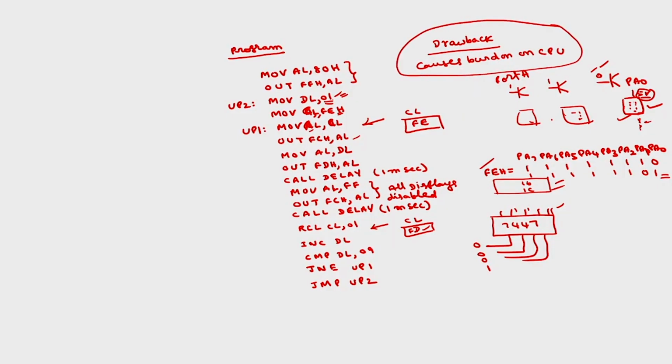In order to avoid this, we can use a dedicated IC. There is one IC called 8279, which is called a display controller. Using this display controller, we can directly connect multiple displays to the 8086. So this is about the 7 segment display interface.